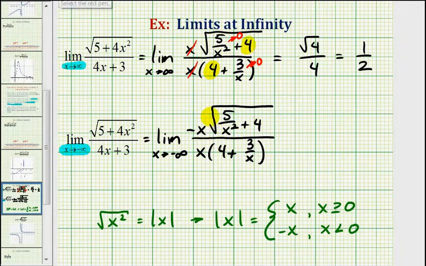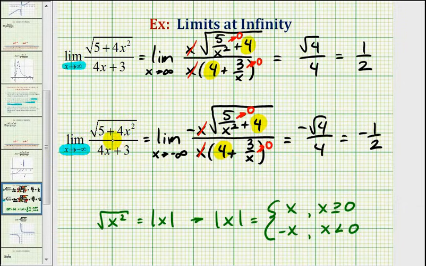Now that it's in factored form, notice how negative x divided by x simplifies to negative 1. 5 divided by x squared still approaches 0. So does 3 divided by x. And this 4 and this 4 are not affected by x. So the only difference here is that we would have negative square root 4 divided by 4, which would simplify to negative 1/2. So as you can see, we have to be extremely careful when determining the sign of our limit if the function involves a square root.